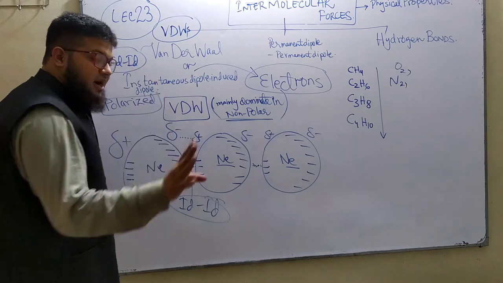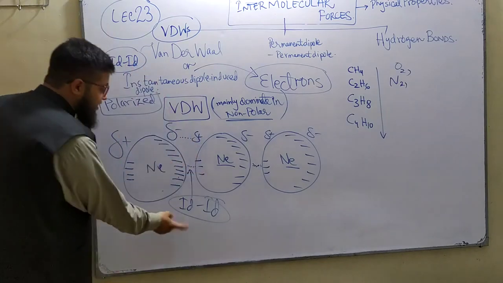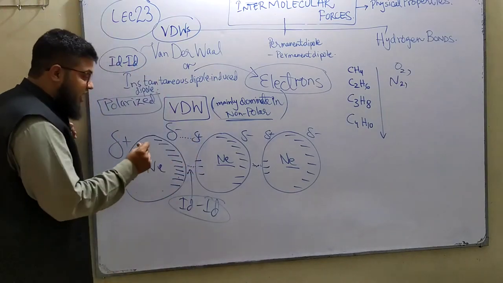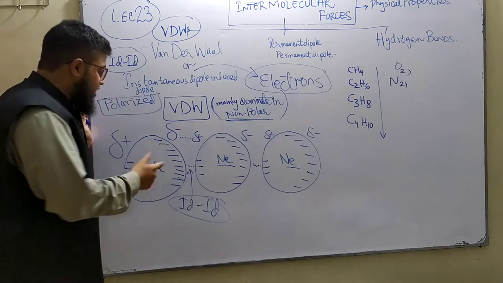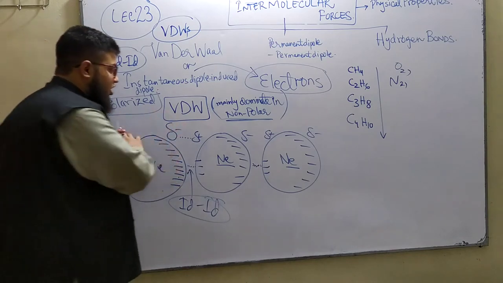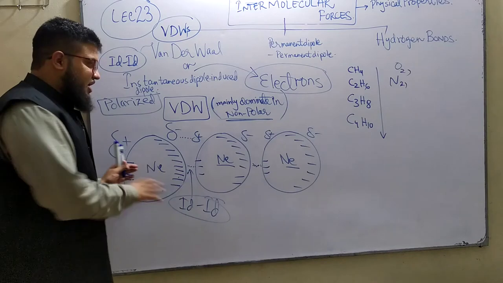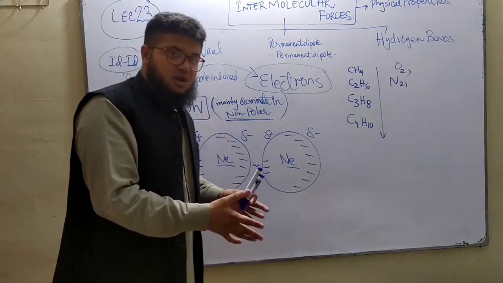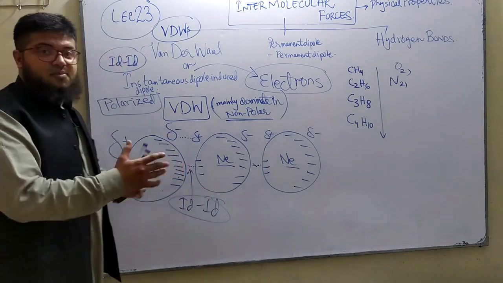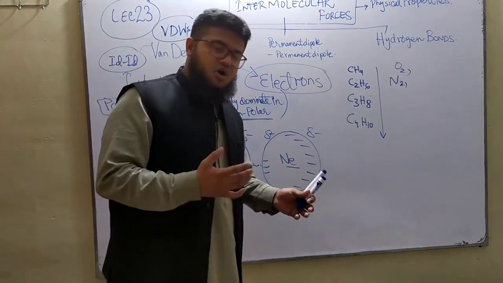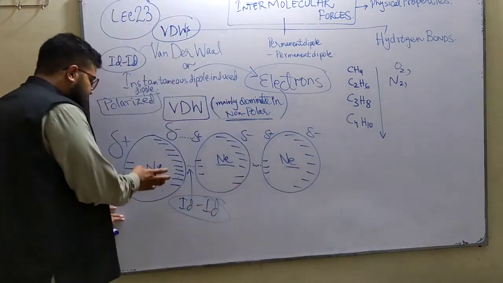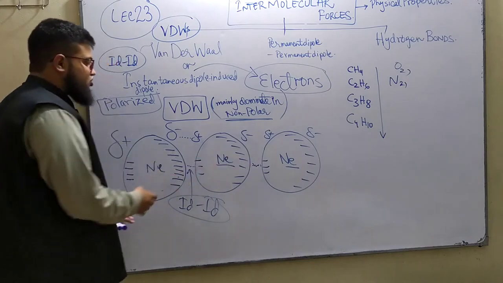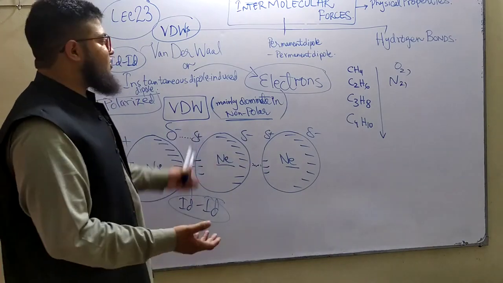This will continue. But since this is an instantaneous dipole, after that instant is over, these electrons would disperse again and the dipoles would vanish. The dipoles would be removed, and then these forces would be broken. So this is a continuously forming and breaking bond. This sort of interaction is called the ID-ID interaction, or the van der Waals forces basically in general.